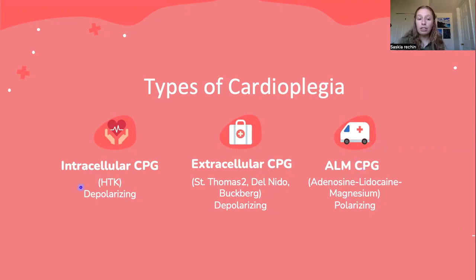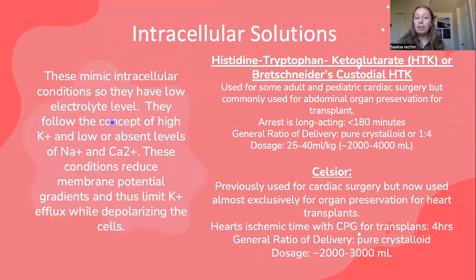So first, intracellular cardioplegia. These are going to be mimicking what would be intracellular conditions. So they have low electrolyte levels in general. They have high potassium and then low or absent levels of sodium and calcium. These are going to be things like histidine, tryptophan, ketoglutarate, so HTK, custodiol HTK, generally used not so widely, although they are still used in some adult and then pediatric cases. They have a very long rest time, about 180 minutes, depending on cardiac preference or surgeon preference, etc.